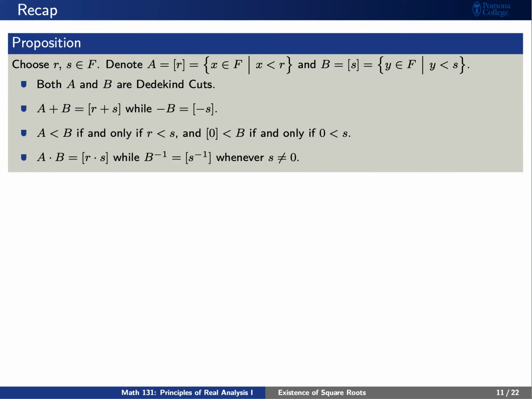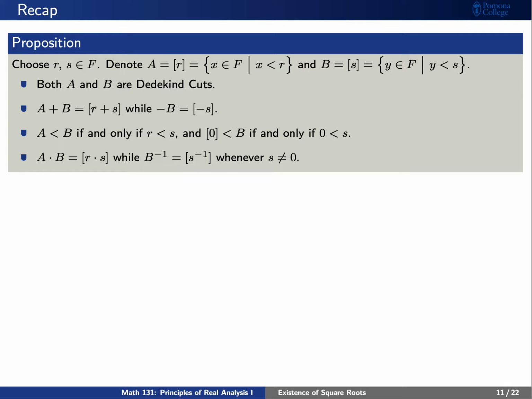With these definitions, we can actually look at the following examples. Let's let capital A be [R], that is all of the numbers in F that are to the left of R, and let's let capital B be [S], that is all of the numbers in F that are to the left of S. These are both examples of Dedekind cuts, where the sum, A plus B, is just all of the elements to the left of R plus S. The negation, negative B, is just the set of all the elements to the left of negative S.